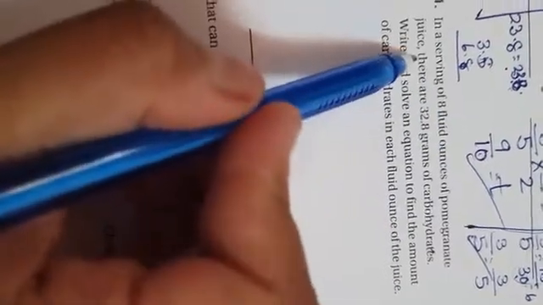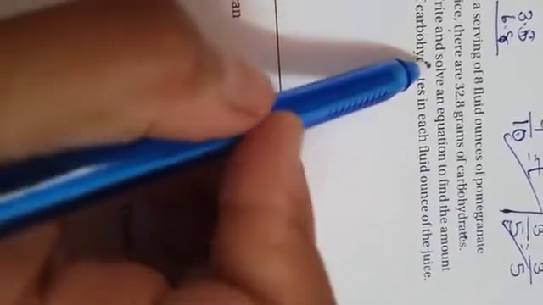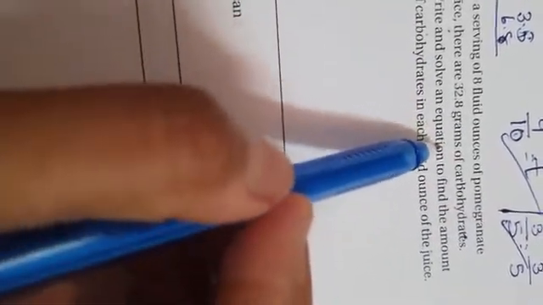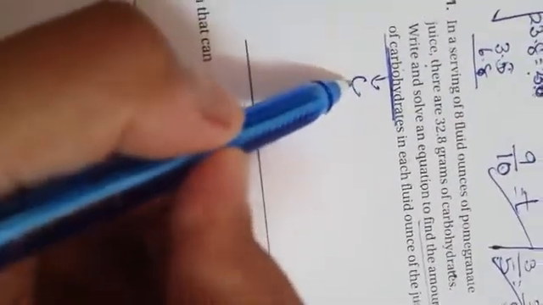In a serving of 8 fluid ounces of pomegranate juice, there are 32.8 grams of carbohydrates. Write and solve an equation to find the amount of carbohydrates in each fluid ounce of the juice. So what are we going to find? We are going to find the amount of carbohydrates. So let's name this as C, like how we named the previous one as L.